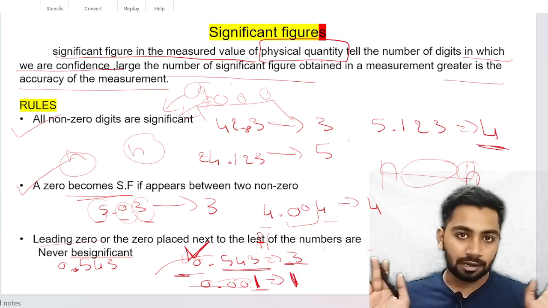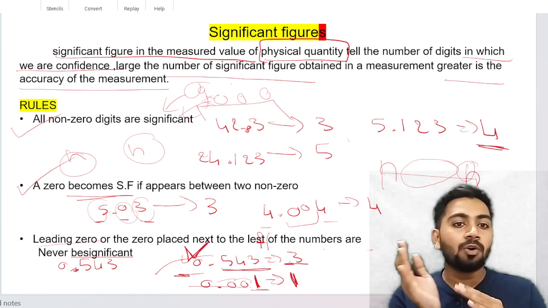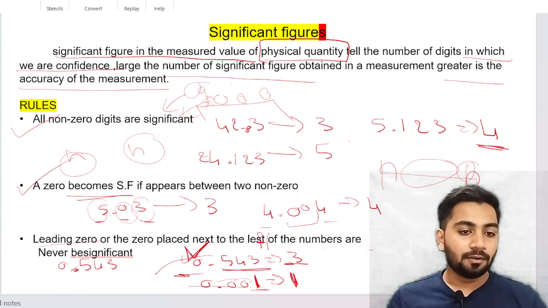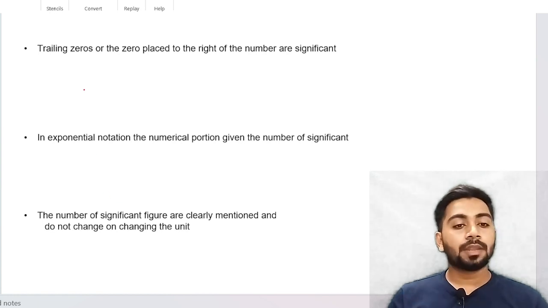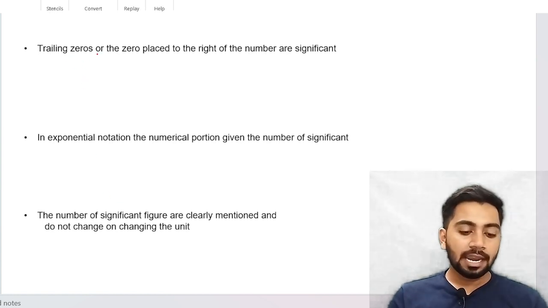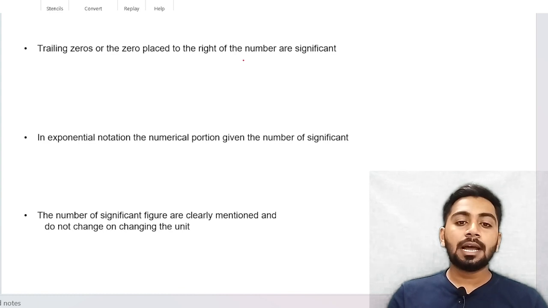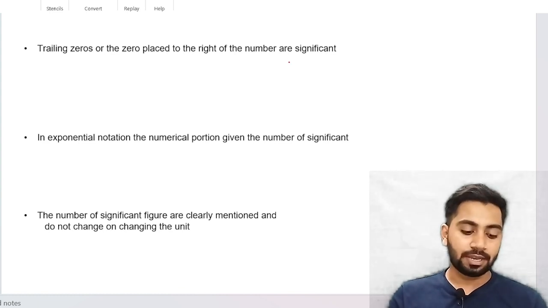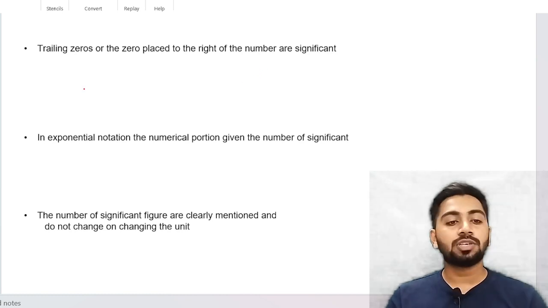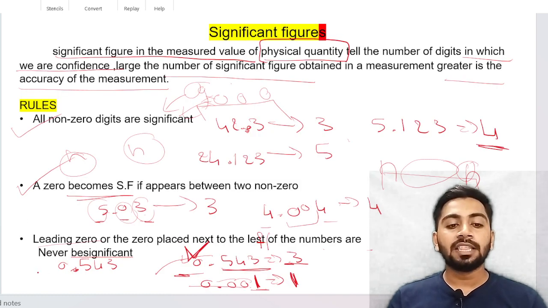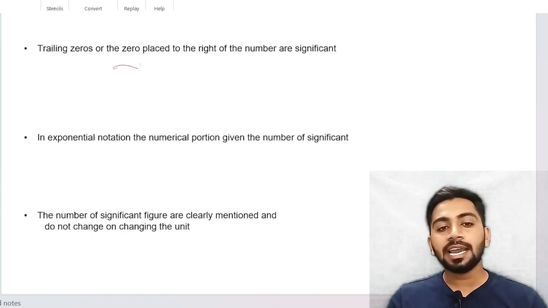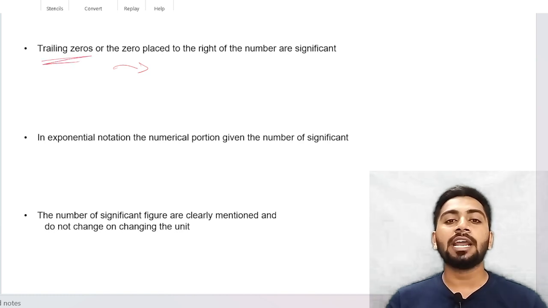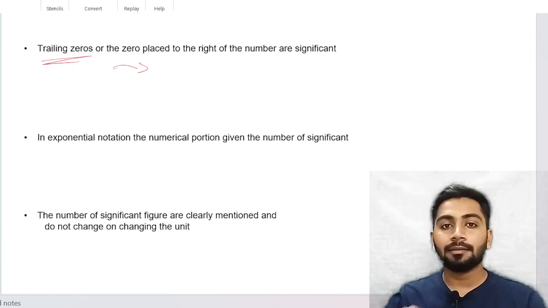That is not significant. Okay, now a zero between is significant. Zero on the left is not significant. Fine, now 3 properties are over. Fourth property, trailing zero. Trailing zeros, or zeros placed to the right of the number, are significant. Same simple case, opposite to that case. The last case was, whenever zero is on the left side, we never count. Whenever zero is on the right side, we will count. Now trailing means what? Trailing means ending.